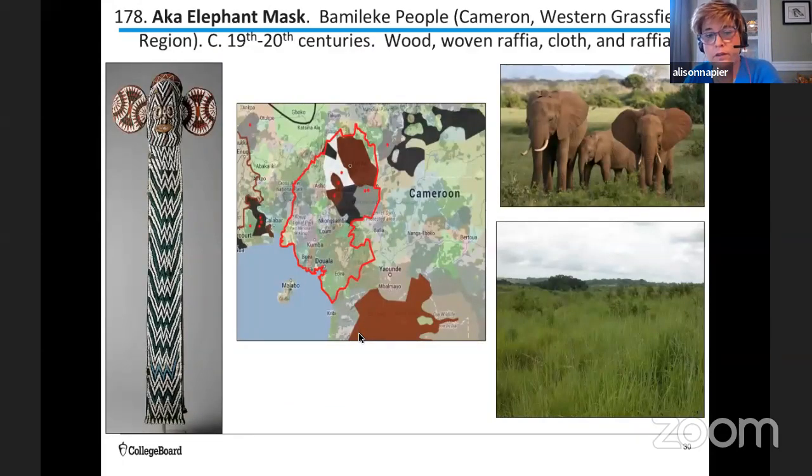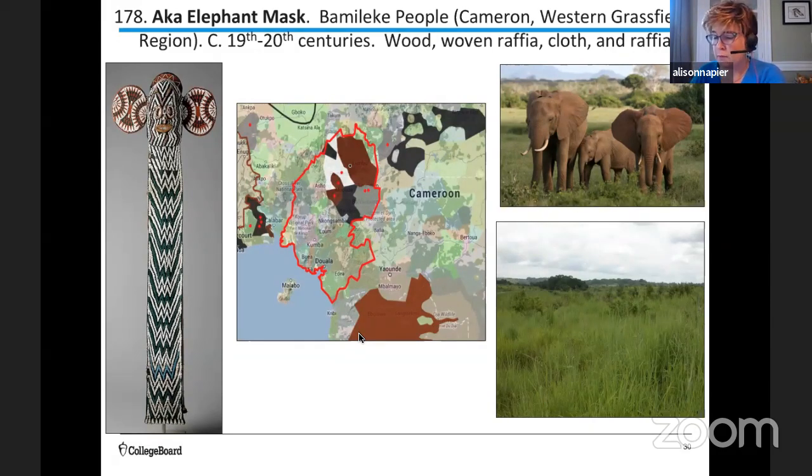Our third mask is the Aka elephant mask. Elephants are associated with power in the Cameroon grasslands. So not only the association with the animal, but the fact that they're constructed out of beads, which would have been traded, also signifies an expensive kind of material that would have associated them with high social rank. So the elephant mask is made of colorful cloth and beads.